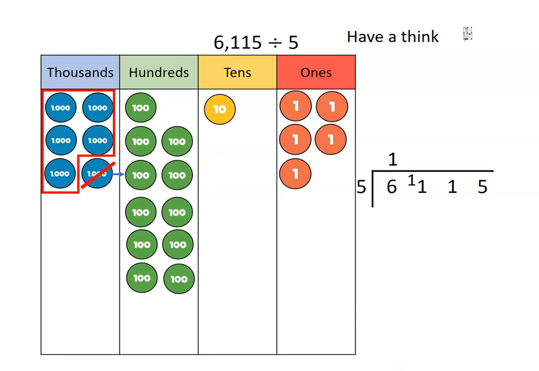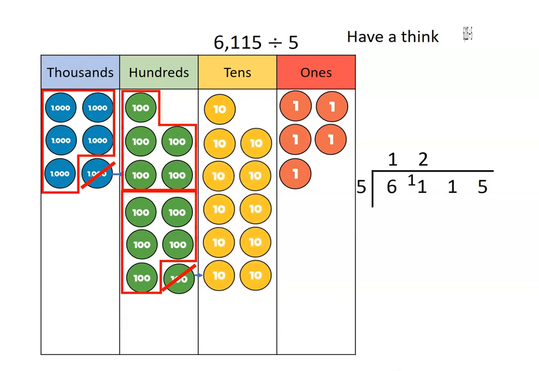So we're just showing there that we have exchanged that 1,000 over to our hundreds, and now we've got 11 hundreds. So let's see how many groups of 5 we can make. There is 1, there is 2, and oh, we've got one left over again. So let's do the same thing. Let's record those 2 groups of 5 that we could make in our hundreds over the top there on our calculation, and let's exchange that 100 for 10 tens.